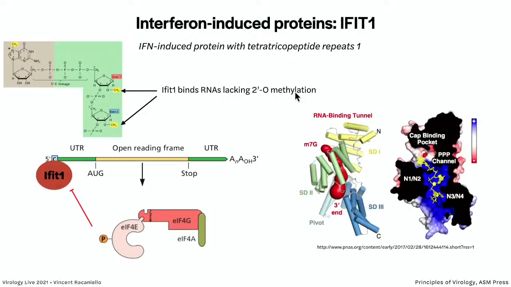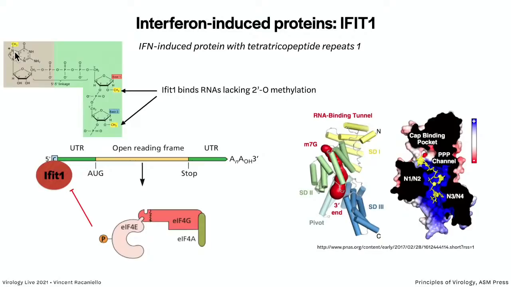Remember, the 5' end of mRNAs is typically capped with a G linked by a 5' to 5' linkage with 3 phosphates in between to the first base on the RNA. And another feature of a cap is methylation on the 2'-O. These are two methyls on the 2'-O of the ribose. There's another methyl up here, but it's on the nitrogen of the base.